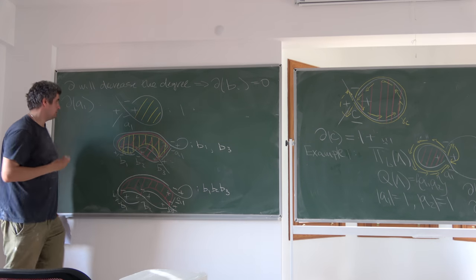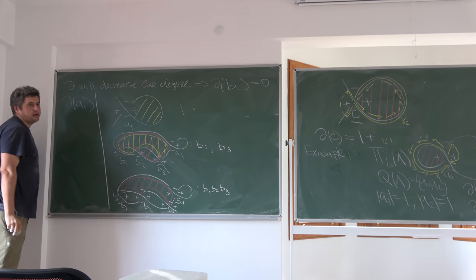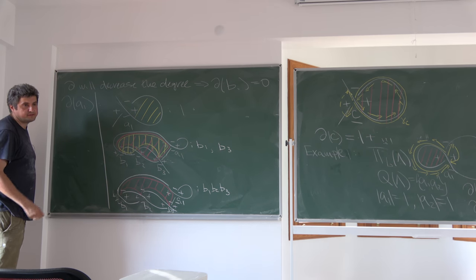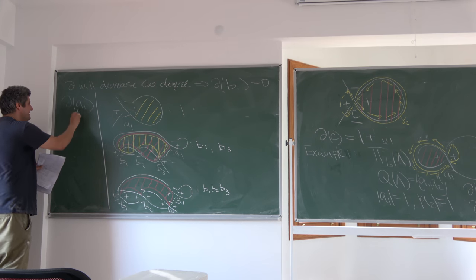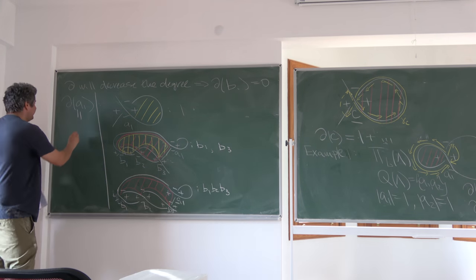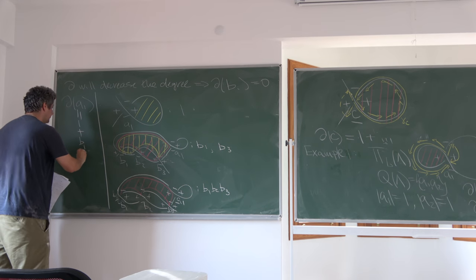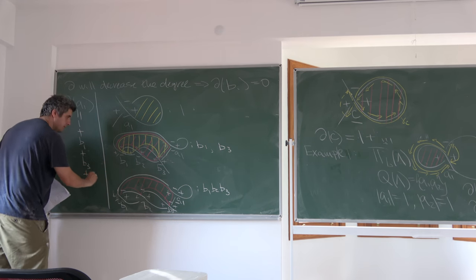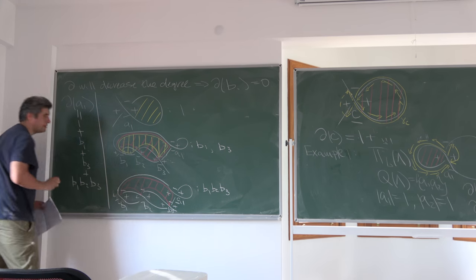So the formula for our D of A1. I had a Japanese advisor, and Japanese people write vertically. So I'll write it this way, okay? It will be 1 plus B1 plus B3 plus B1, B2, B3. Okay.